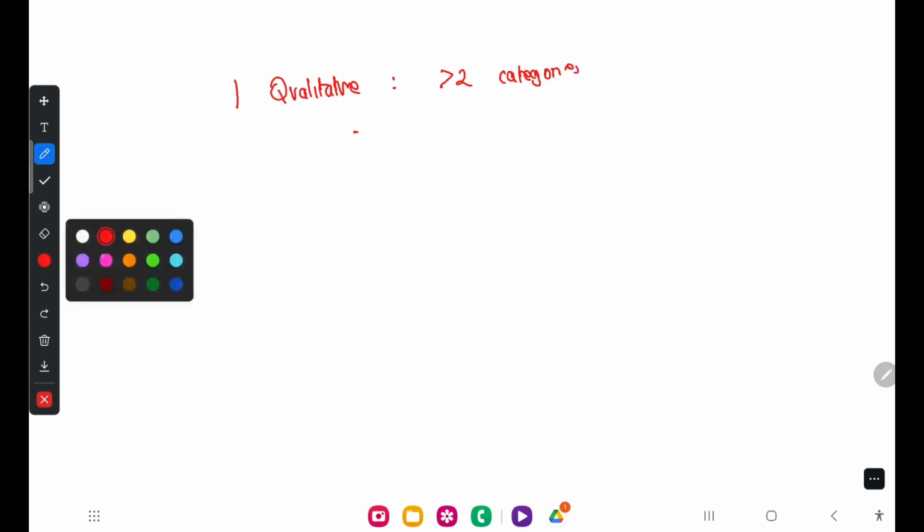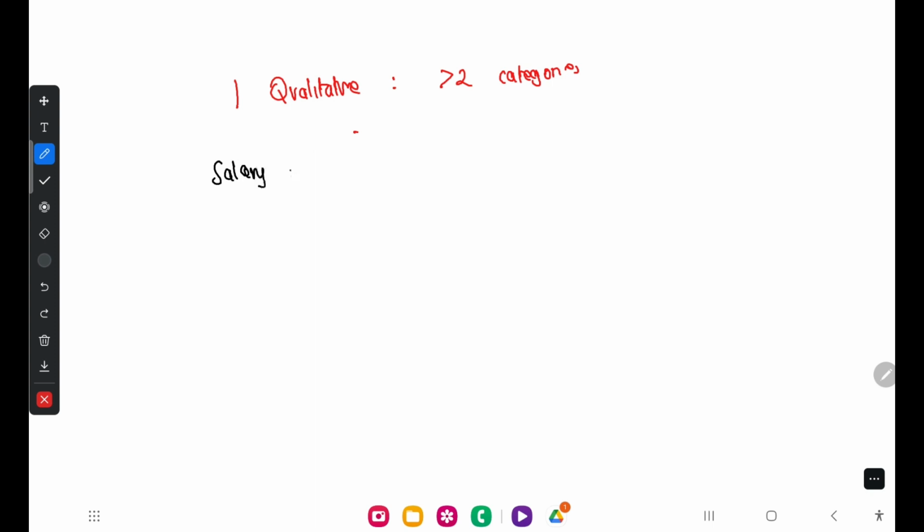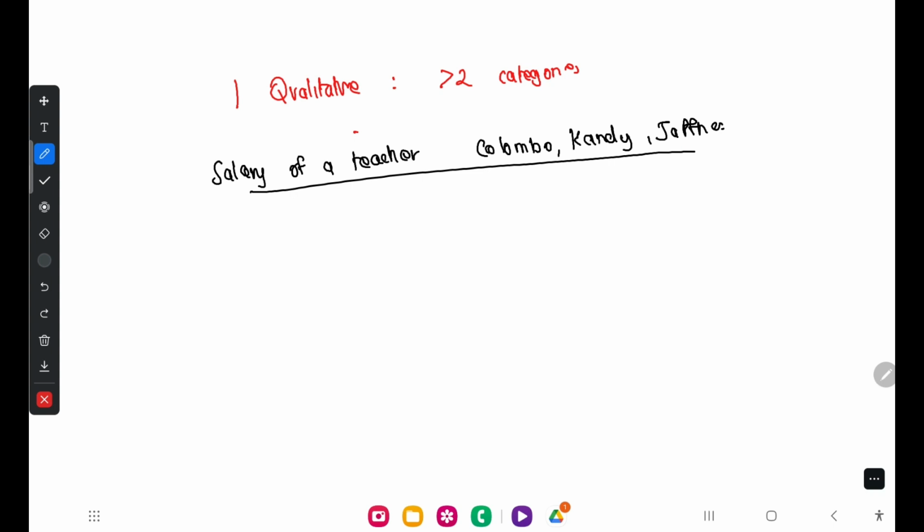Alright guys, so now let's take an example where we include one qualitative variable with more than two categories. So in our example, we are going to find the salary of a teacher, and that teacher can be from either Colombo, Kandy, or Jaffna.